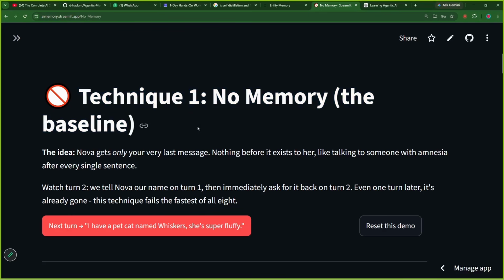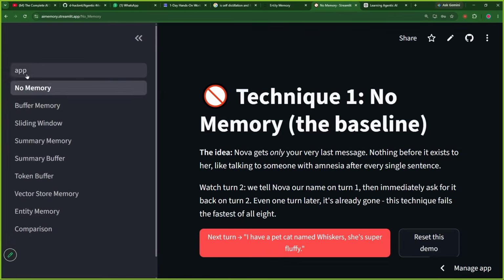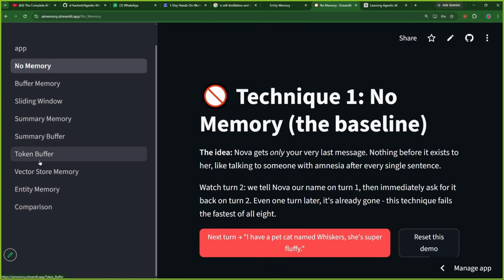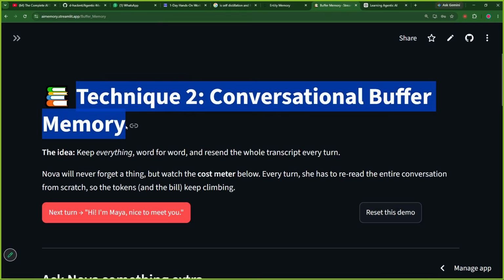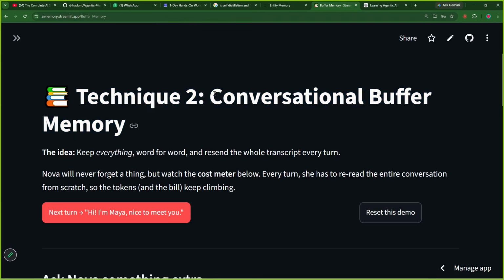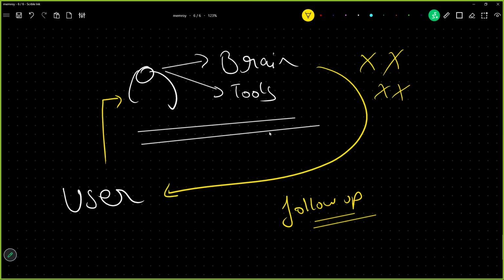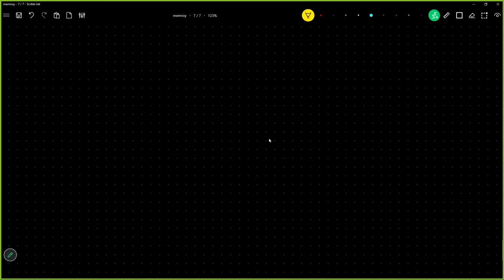Now that you know what the problem is with having no memory, let us go ahead and understand the solutions. These are the different historical solutions, and these are still used somewhere, in prototypes and proof of concept works. So let us understand the first kind of memory. This is the first kind of solution which humans came up with. The name of this technique to maintain the memory of an AI agent is conversational buffer memory.